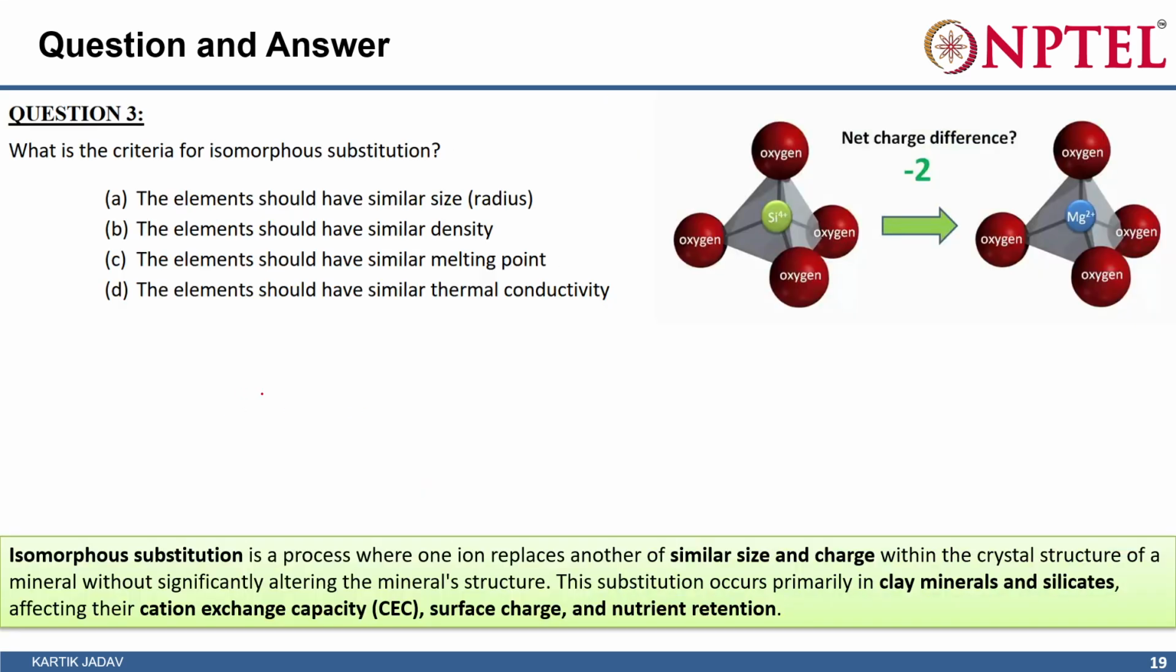So correct answer is option C. Question number 3. What is the criteria for isomorphous substitution?